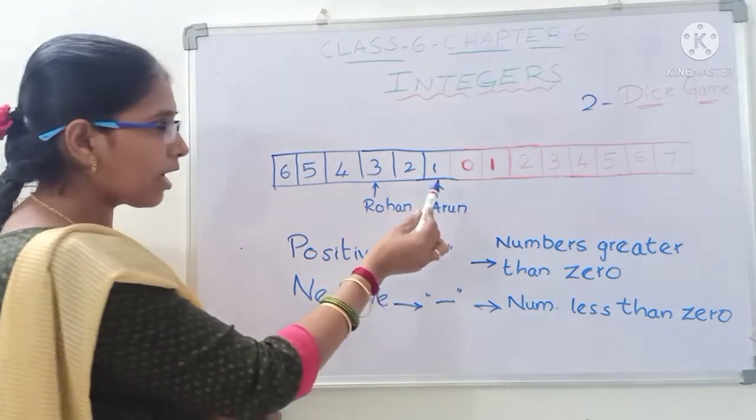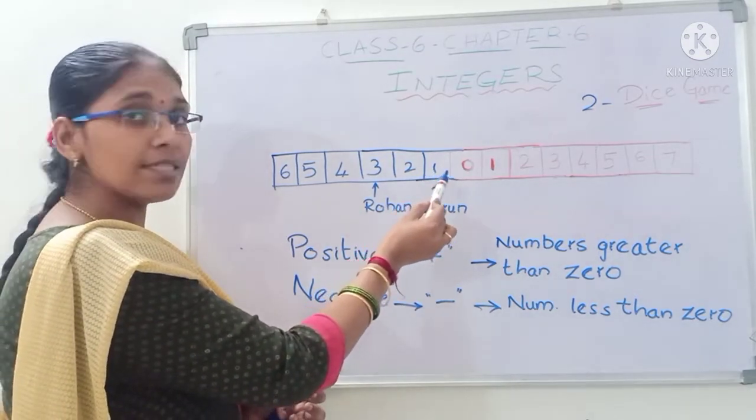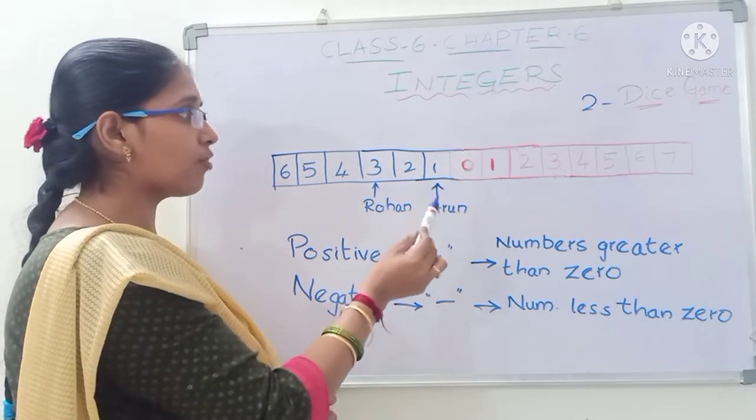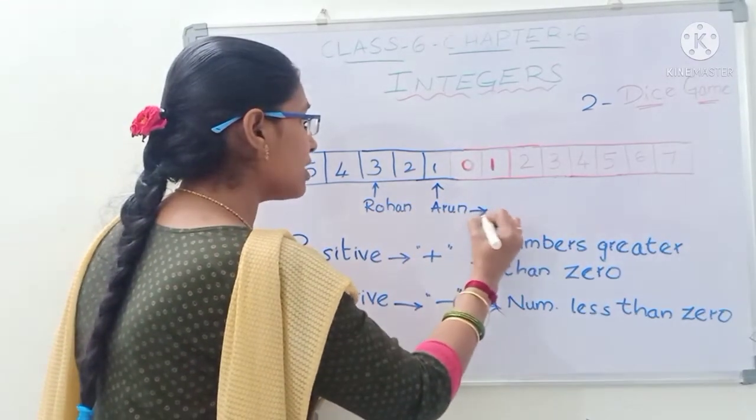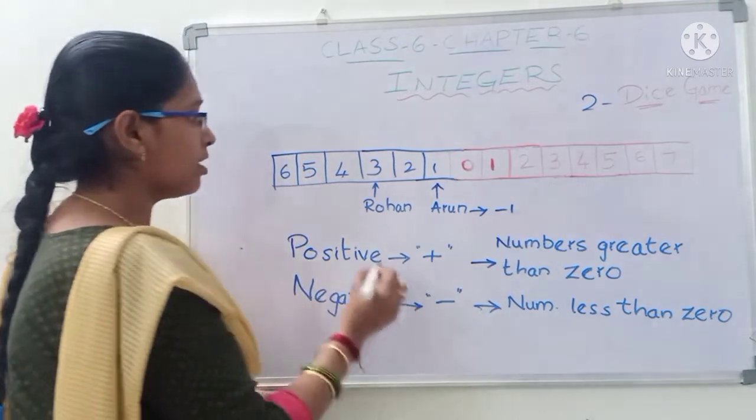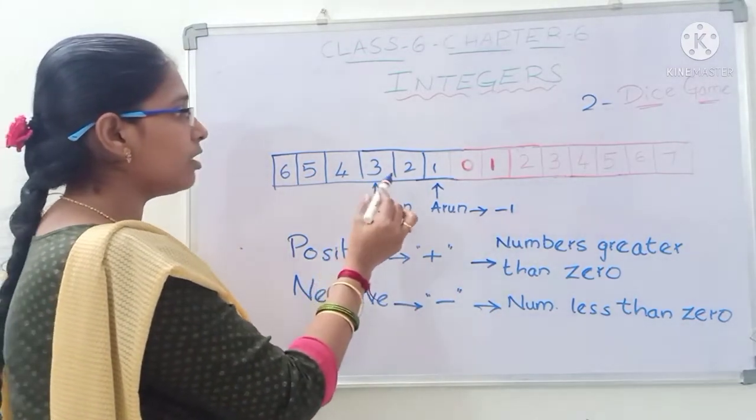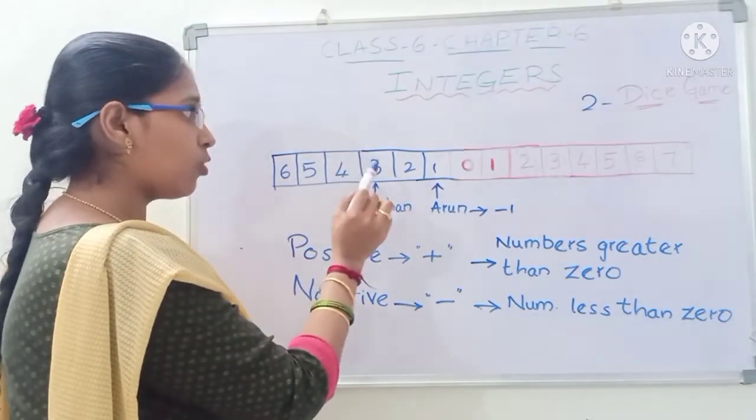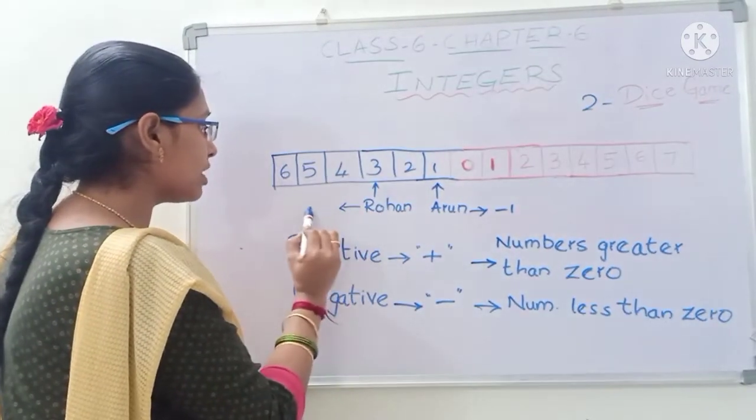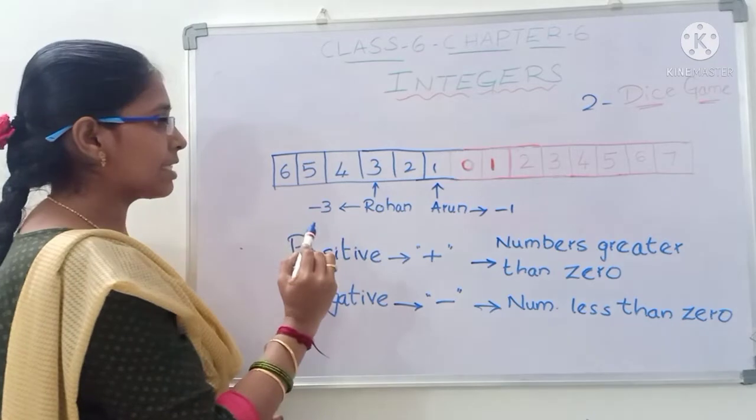So here Arun is at position 1, 1 step below 0. So instead of saying 1 step below 0, we can just simply say Arun is at position minus 1, and Rohan is at position 3, not 3 children, 3 steps below 0. That means Rohan is at position minus 3.